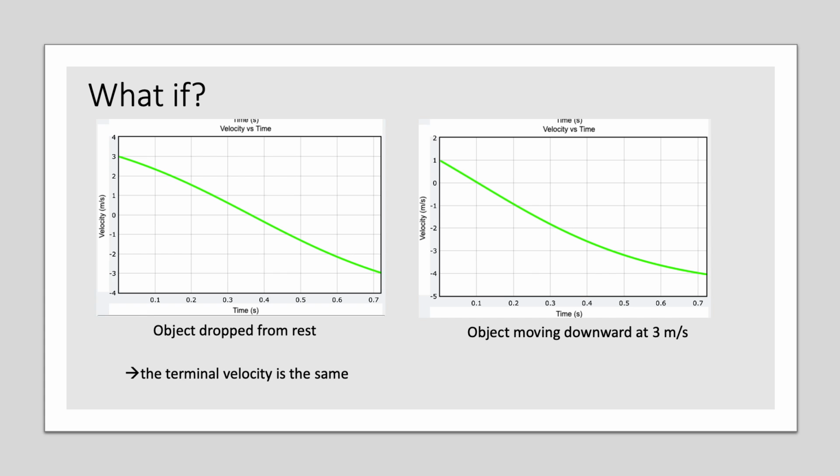If we take the case where the object is initially thrown downward or dropped from rest, we see that the terminal velocity will be the same. The left graph represents the object's velocity as a function of time when it is dropped from rest, while the right graph shows the velocity when the object is moving at a velocity of 3 meters per second. We notice that the terminal velocity is reached at the same time regardless of the initial velocity.